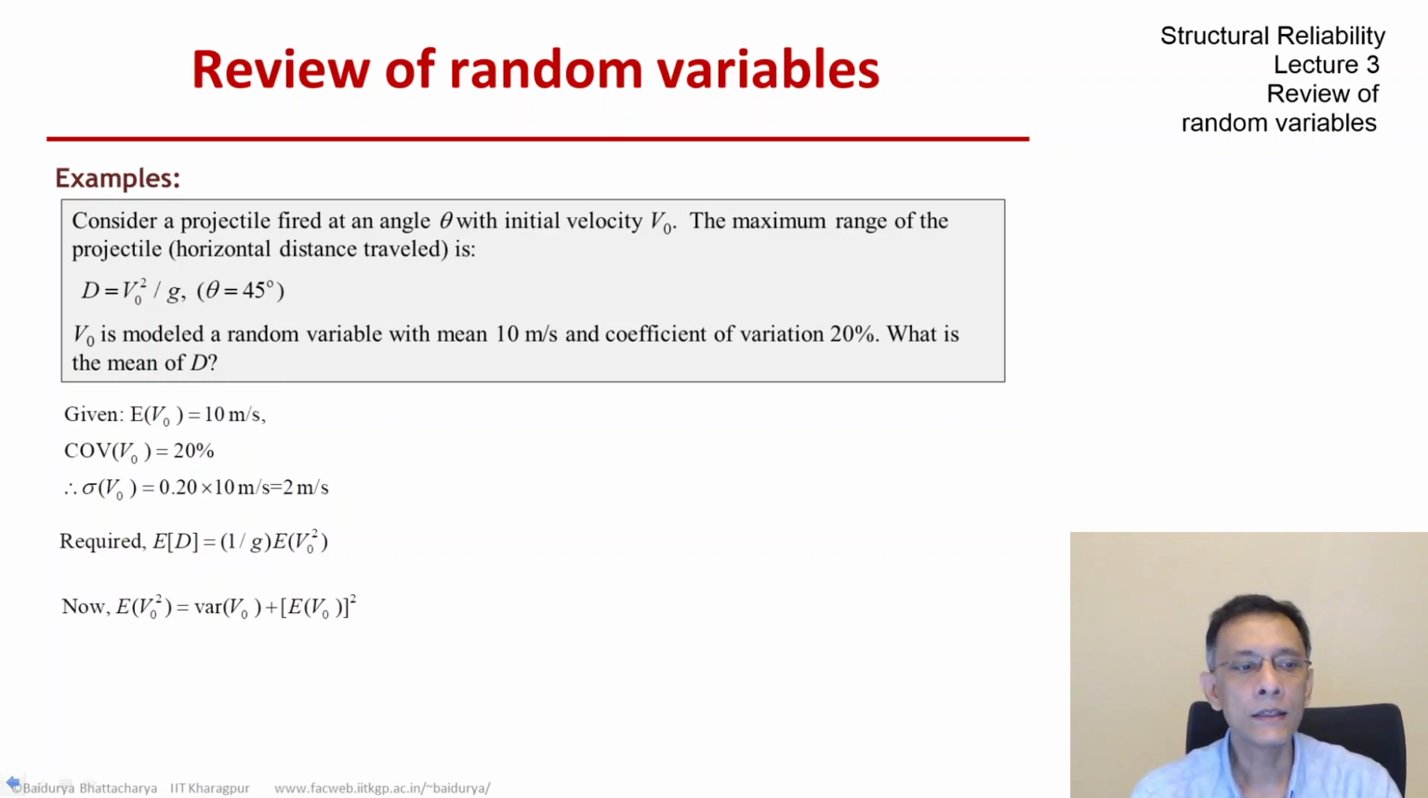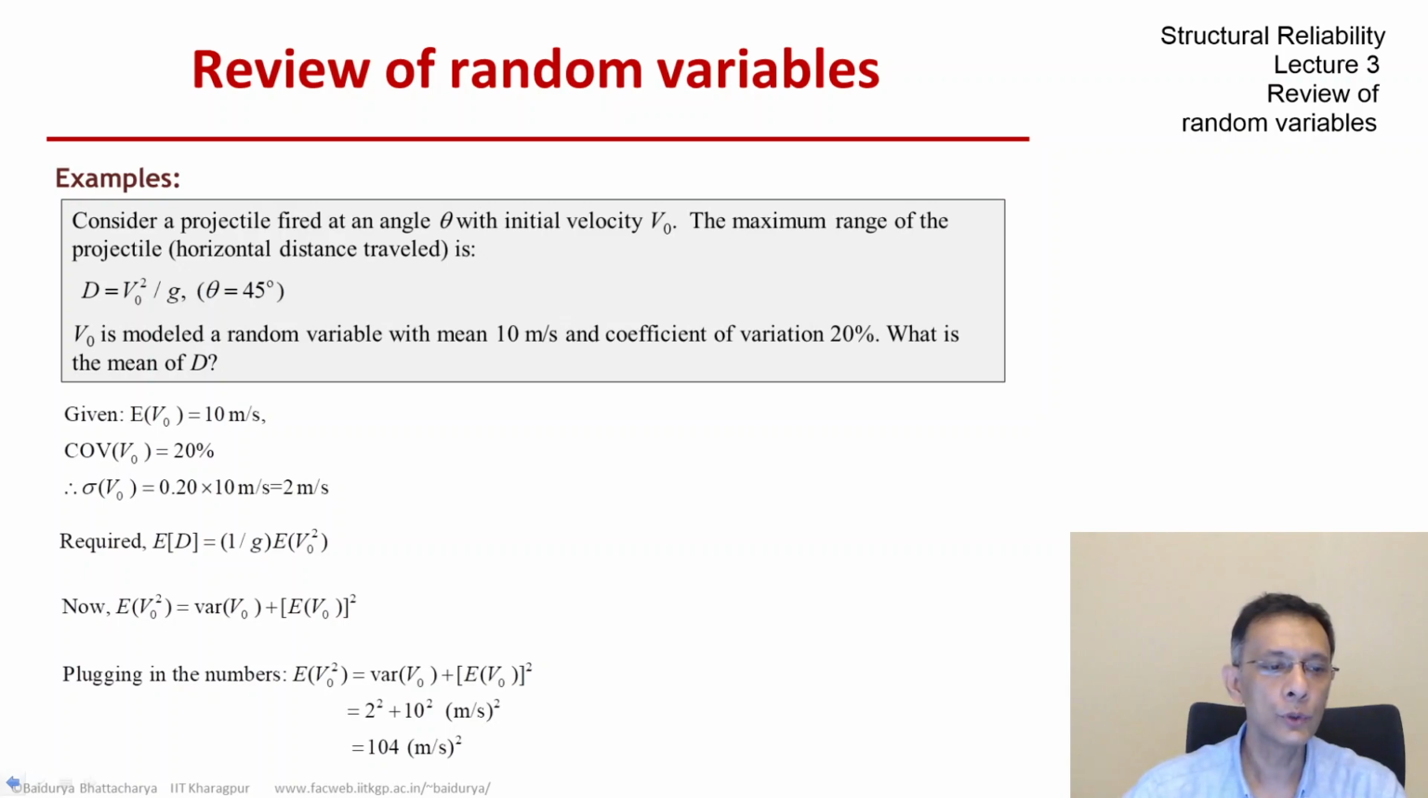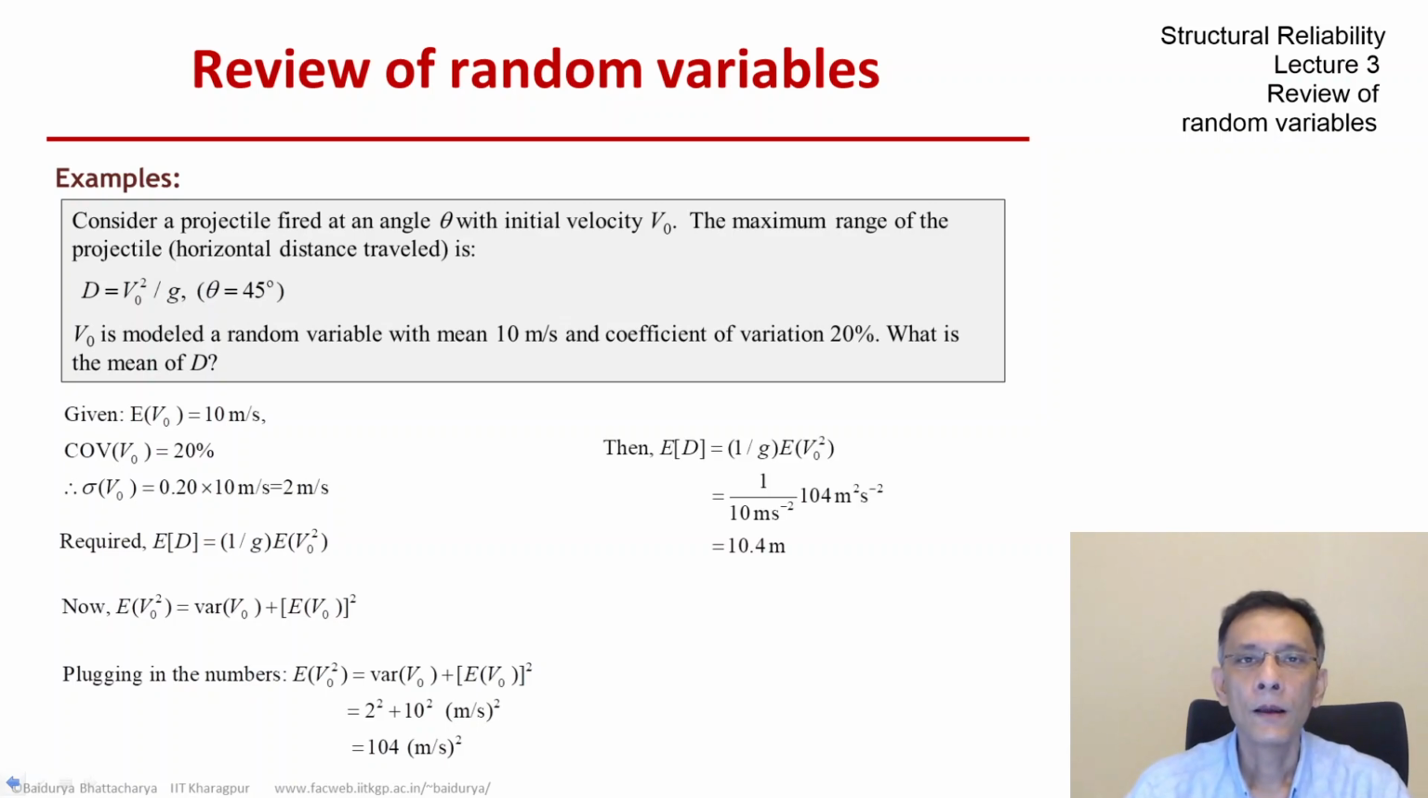So variance is the expectation of the squared random variable minus the square of the mean. So the expectation of v0 squared is the sum of the variance and the square of the mean. If we put in the numerical values, it comes to 104 meters per second whole squared. So plugging in the value of g, the mean maximum range d is 10.4 meters.